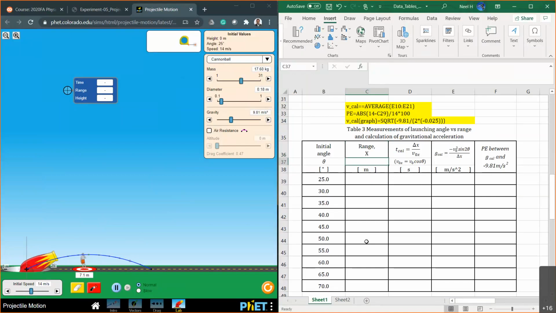Okay, then let's continue. Let's measure this. Let's start from 25. We already have it, but you can recheck that. Make sure height, this should be zero, right here. Velocity should be 14. Make sure those are fixed. Don't need to change anything here in the object shape and everything. Even if you change, that does not have any effect on this experiment.